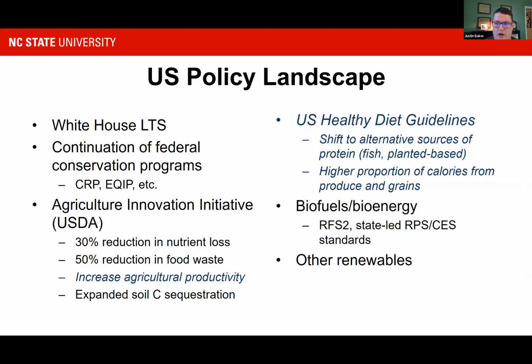And then of course, continuing to drive demand for land are biofuels, bioenergy oriented policies, and now increasingly other renewables, so solar panels and wind energy.